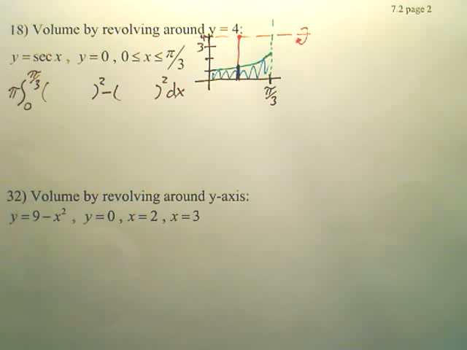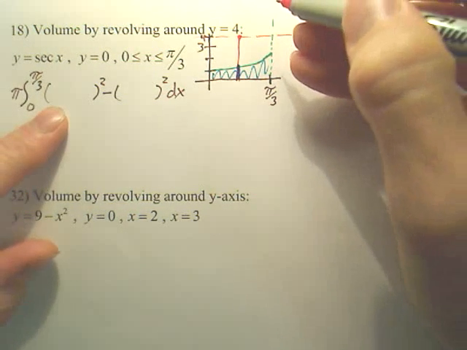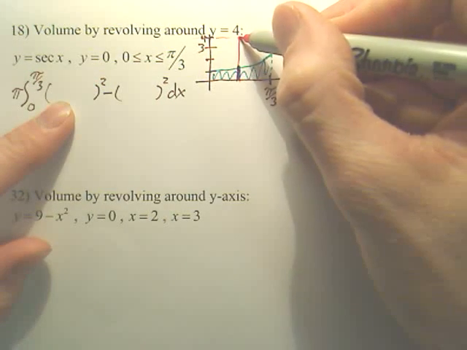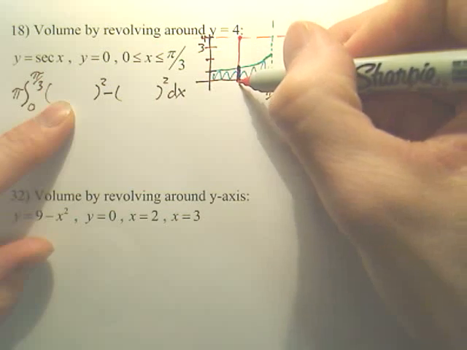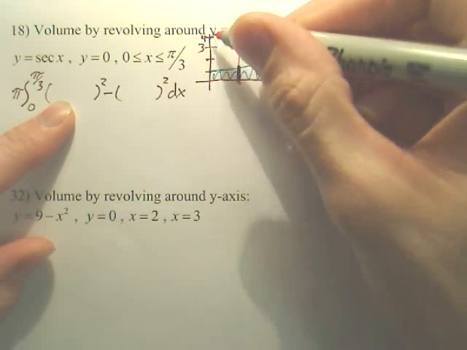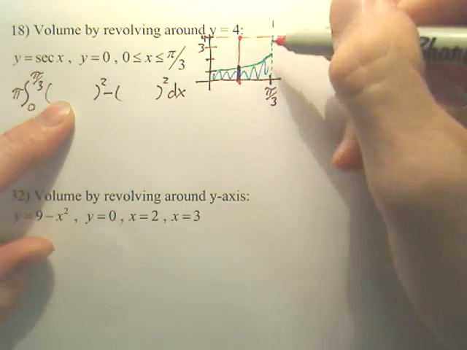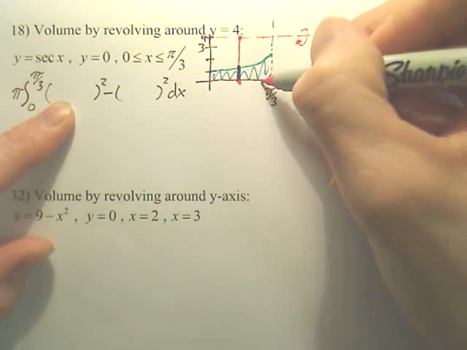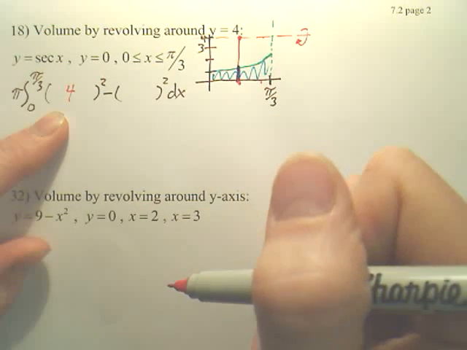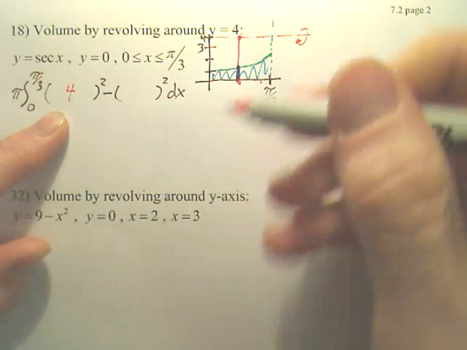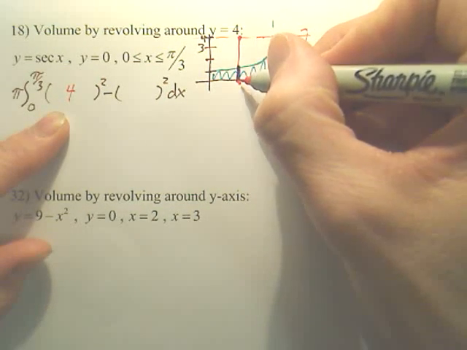Here's where it gets crazy. I want my outer circle. If I'm going from here to here, isn't my outer circle 4? For my whole graph, is my length going to be 4 for the whole thing? From this point to this point, is it always going to be 4? Yeah. So this is simply 4. The length from here to here is 4.